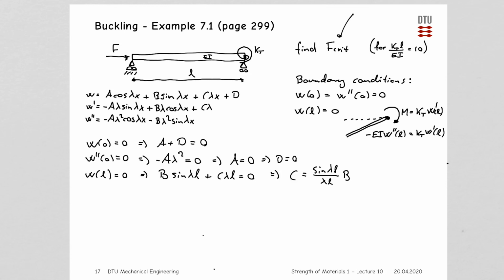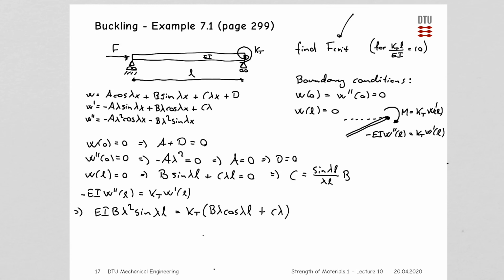So employing that, we get minus EI W prime of L equals KT W prime of L. And inserting, we get EI B lambda squared sine lambda L equals KT times B lambda cosine lambda L plus C lambda.